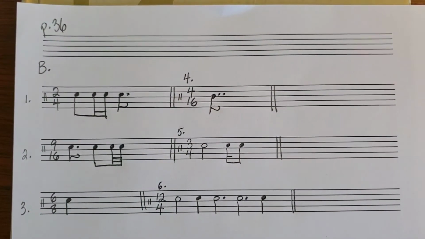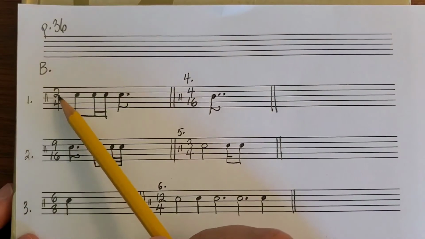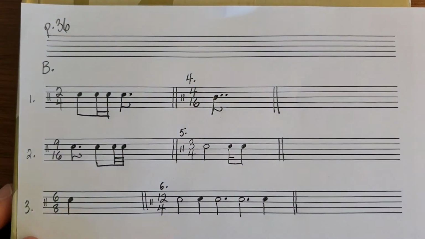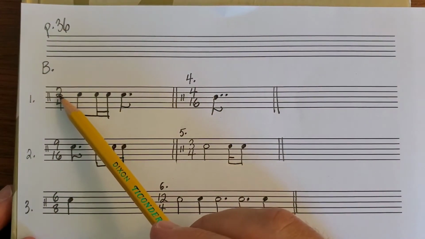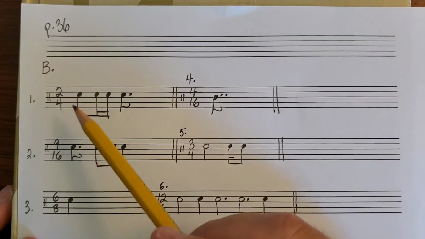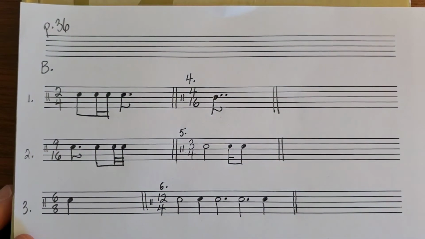Now, before you begin with these, make sure you look at the time signature and really think about it. So 2/4 says it's simple. It's a duple meter, so there are 2 beats. And the 4 in the bottom tells me a quarter note gets the beat.